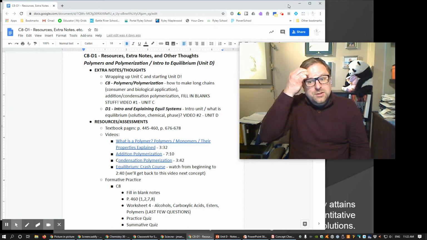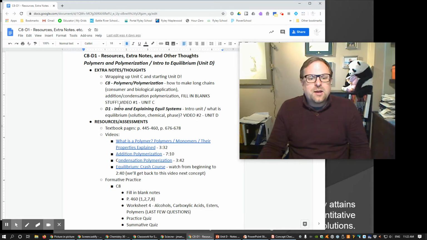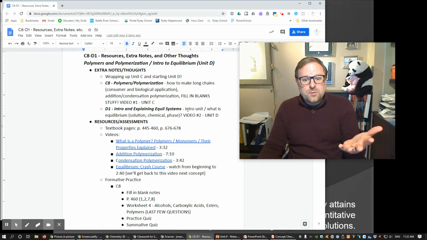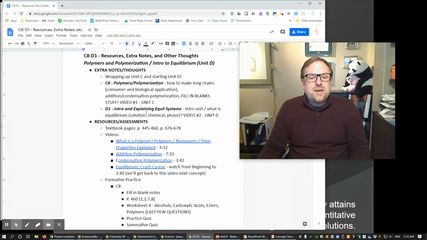So just to hash through some of the stuff that I need you guys to know, this is going to be very, very short. We're going to talk about an introduction to the unit, which is kind of what I just did. And then we'll talk about what equilibrium is, and we'll explore solution, phase, and chemical equilibrium.